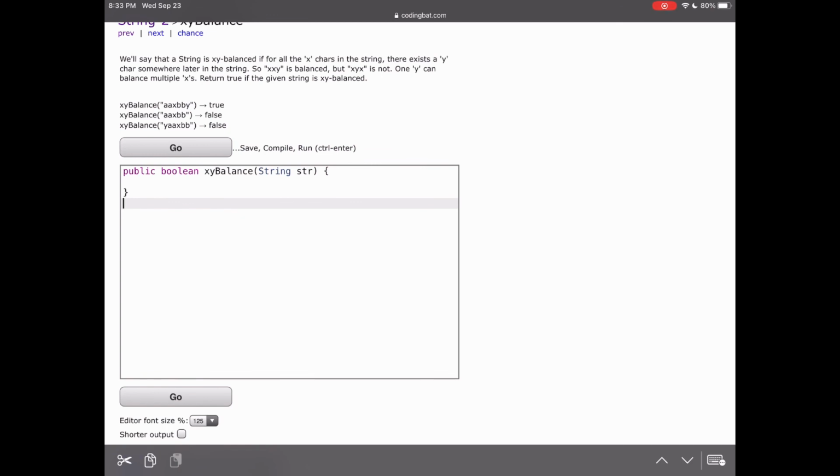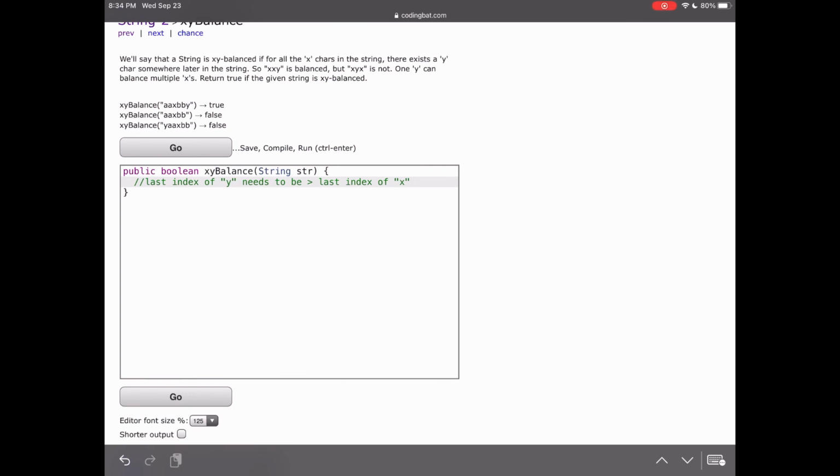So one Y can balance multiple X's. So the idea is, how do I find a Y, right? Or I need to make sure there's a Y after an X. So this is a great example. The first thing I think about: the last index of Y needs to be greater than the last index of X, right? I need to make sure there's a Y after an X.